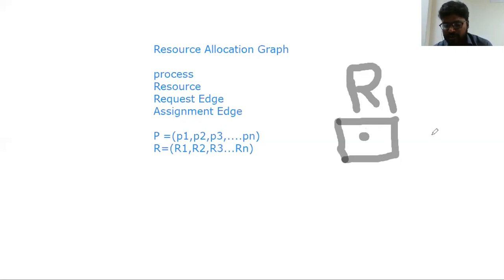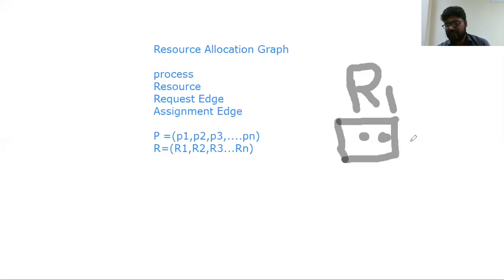Consider this R1 resource as a printer. So a printer is available. So the printer is one resource. If only one printer is connected with your system, or only one printer is available for you, in the sense one instance is there. If two printers are there, you can represent it like this, two dots. So two instances are there, two printers are available.